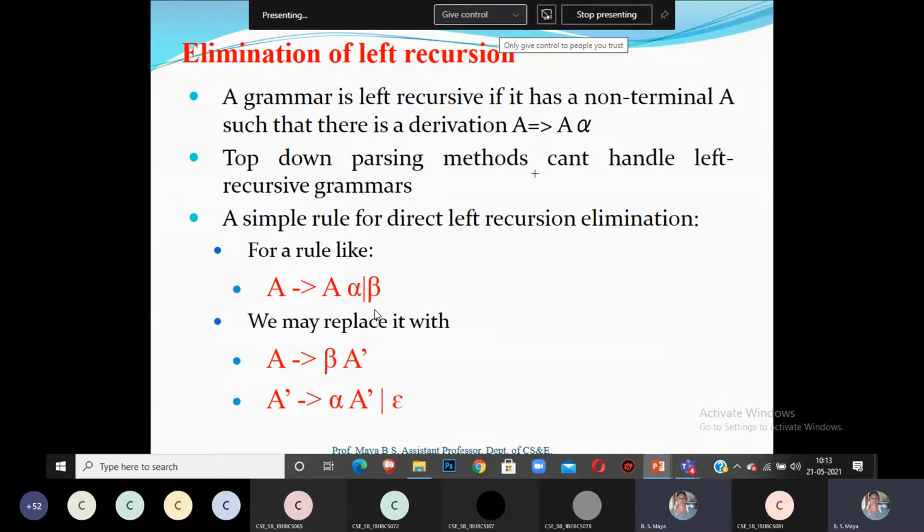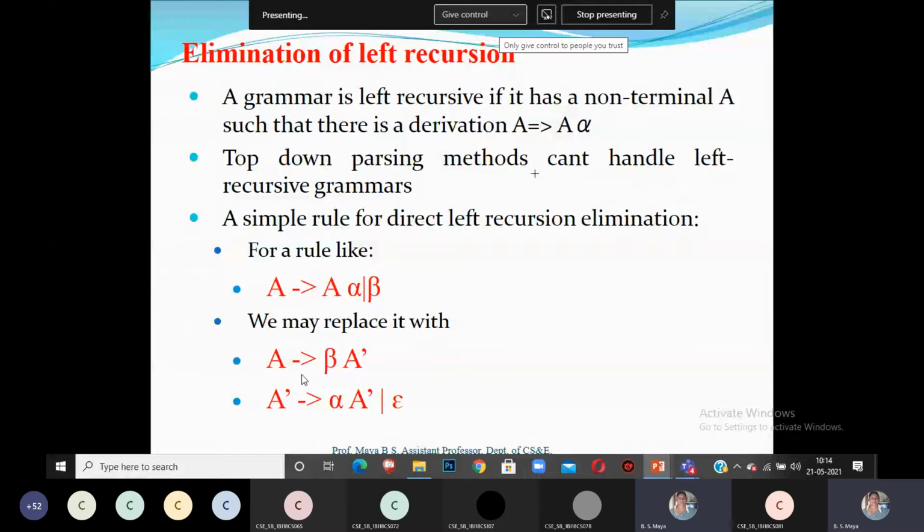See, beta does not start with any one of the productions, right? Beta does not start with A. So you have to replace A derives, you have to start with the beta production. Whatever beta can be, any number, it will not start with A. All those alternatives we call beta.